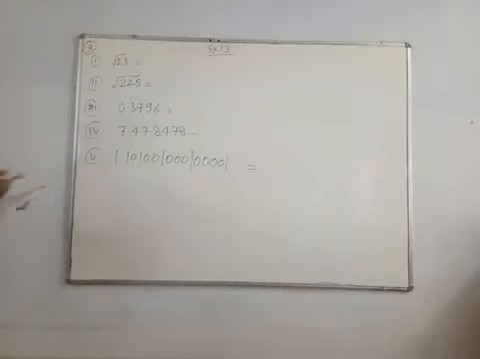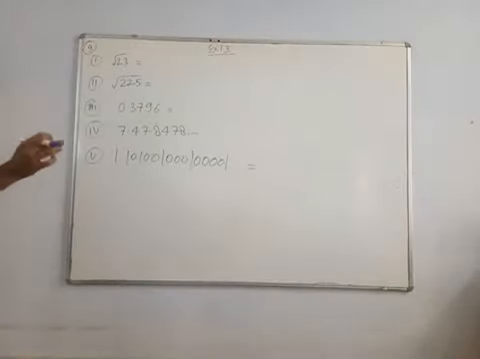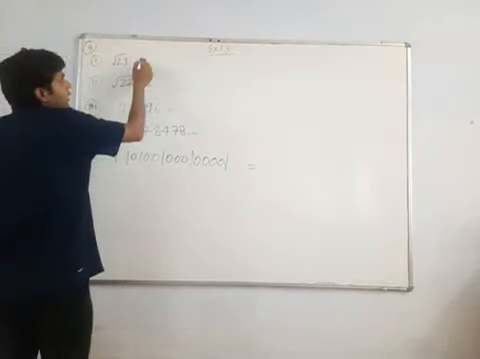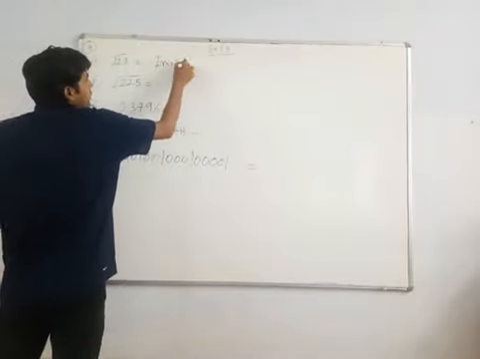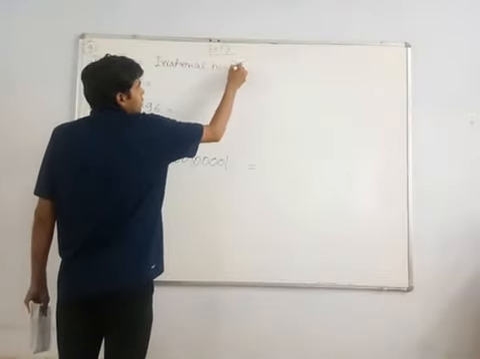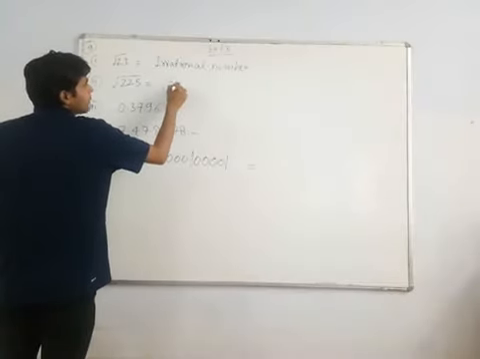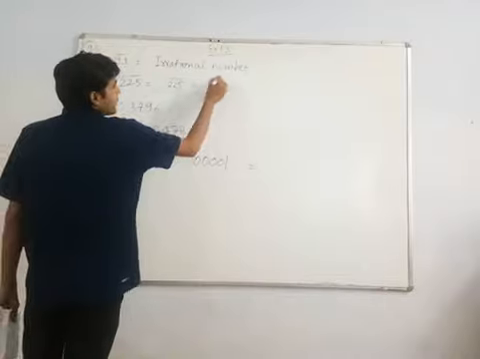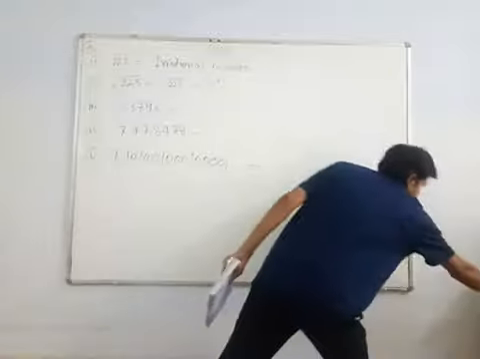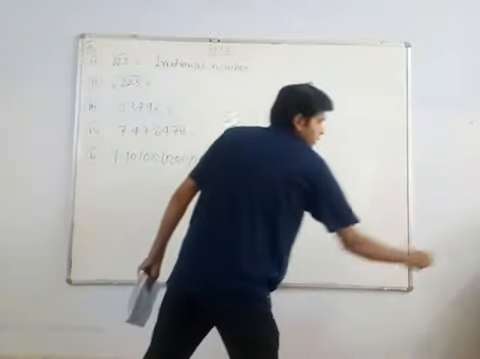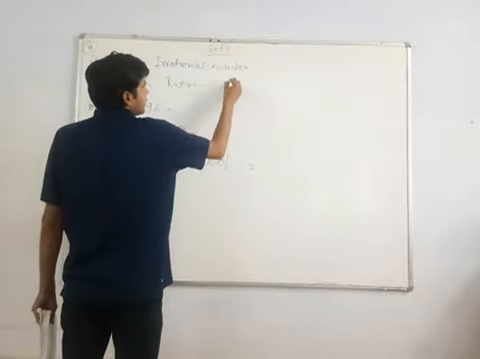So first is root 23. Root 23 is not a perfect square, and its square root comes in decimals that don't end. So it is not a rational number, so it becomes an irrational number. Second, root 225. The square root of 225 is equal to 15, since 15 squared is 225. So this is a rational number.